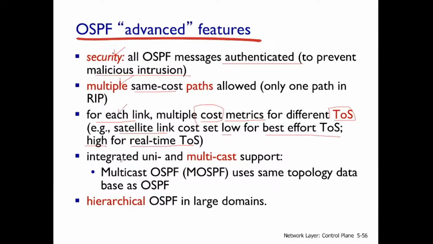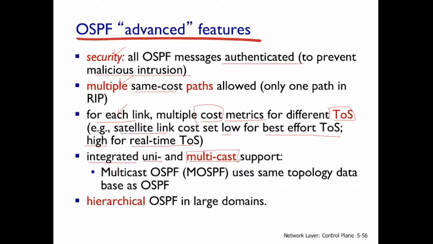OSPF also allows integration of unicast and multicast. If you recall in the Dijkstra algorithm, in the end, what we ended up generating, from the source, from the router doing the computation, is a shortest path tree. That is also saying that from that source, we could send a copy of the packet along that tree to all the receivers in the network. So that is also a very efficient flooding tree, an efficient multicast tree.